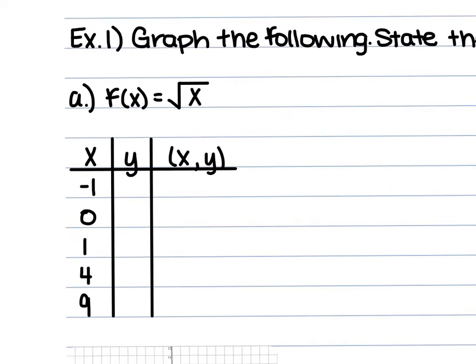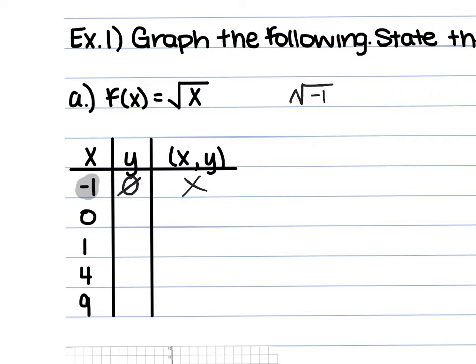So let's do them one by one, starting with -1. Let's take the square root of -1. What is the square root of -1? We can't do it. There's no solution. So we can't do this. I'm just going to put an x there. We won't have coordinates. It won't be on our graph because we can't do that.